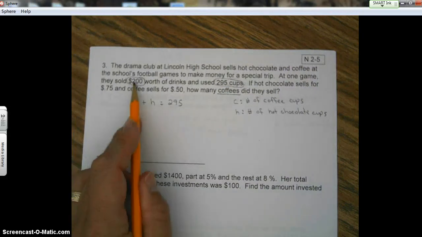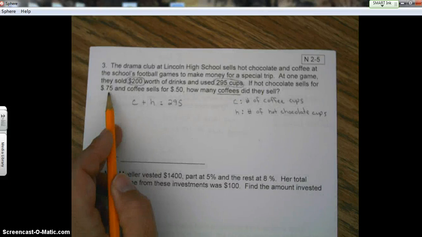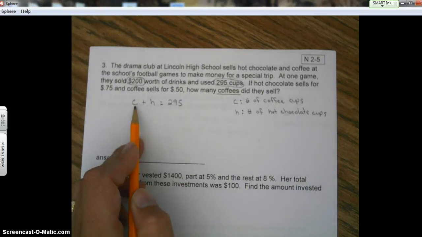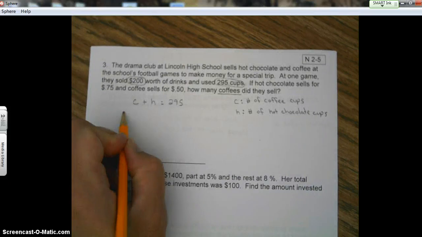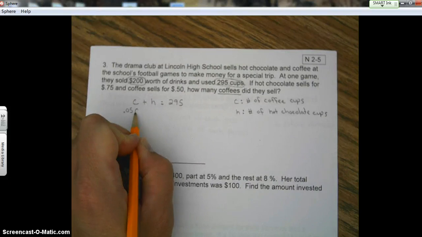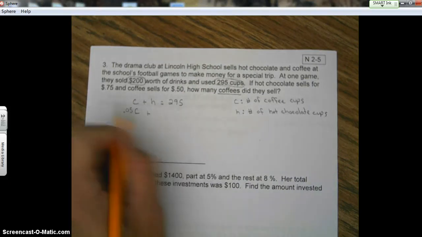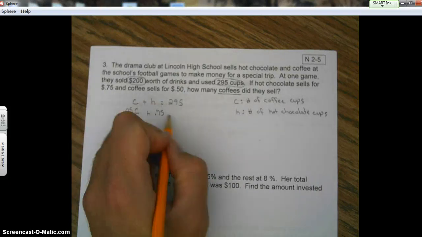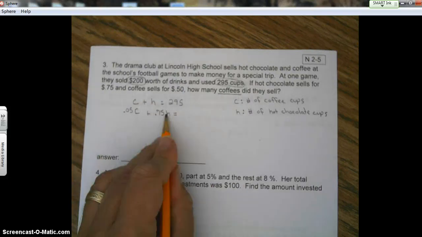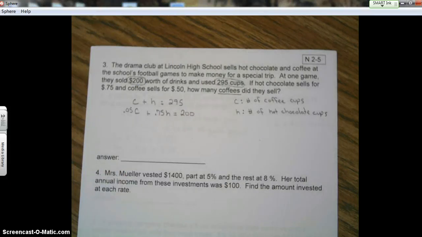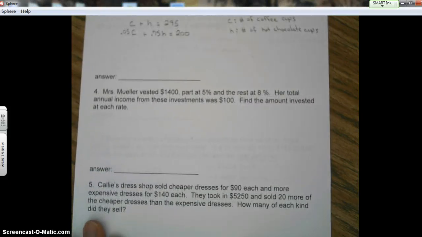Next, the money. Well, they tell us that hot chocolate sells for 75 cents and coffee sells for 50 cents. So since I started with C, I'm going to go ahead and do the 50 cents. So 50 cents times the number of coffee cups we sell, plus 75 cents for hot chocolate. And the total amount of money that they made, they sold $200 worth. And that is your system. Go ahead and pause the video. Read number 4.